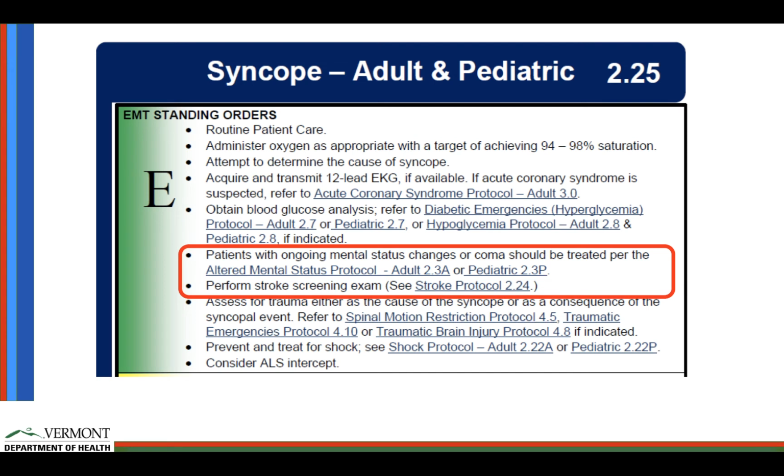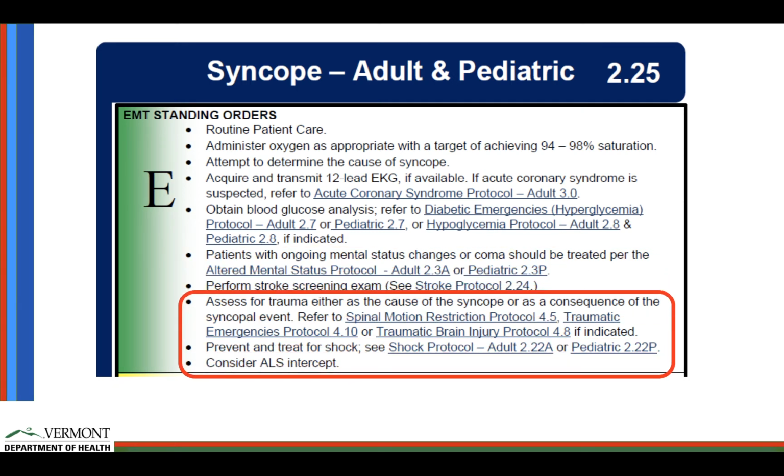Patients with ongoing mental status changes or coma likely did not have a simple syncope episode and should be treated per the Altered Mental Status Protocol. Perform a stroke screening exam and follow the stroke protocol if positive. Assess for trauma, either as the cause of syncope or as a consequence of the syncopal event. Prevent and treat for shock and consider an ALS intercept if indicated.